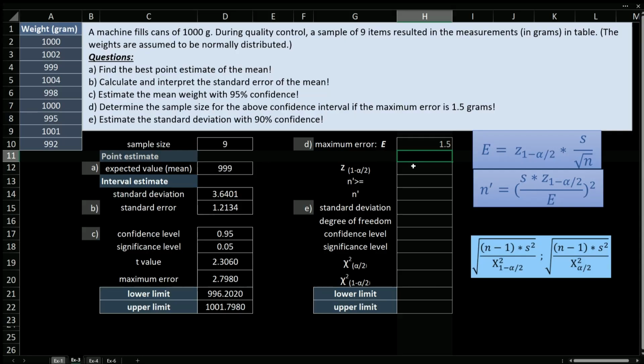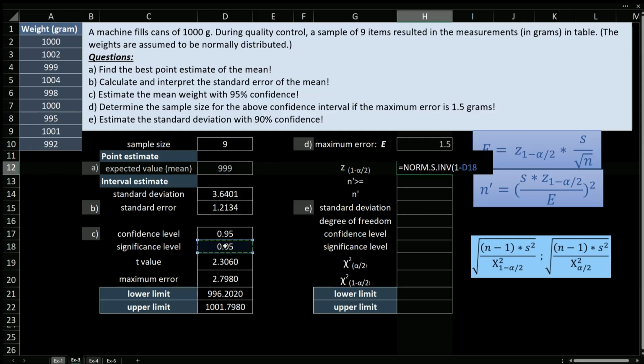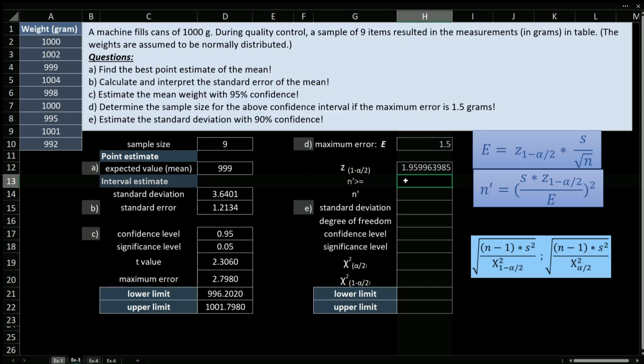Now, we are finding z 1 minus alpha over 2 first. Z means norm dot s dot inv 1 minus alpha over 2. Alpha is the same. Now n prime is going to be standard deviation multiplied by z value divided by maximum error, and then the whole parenthesis squared.